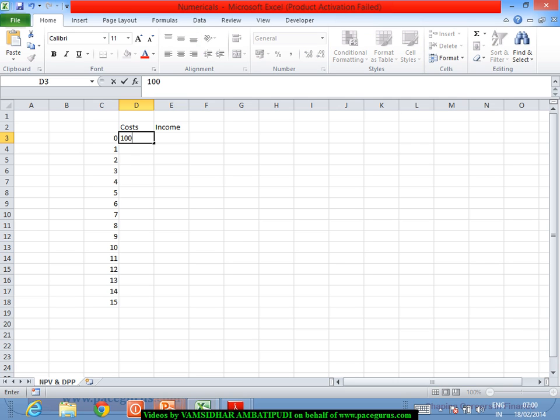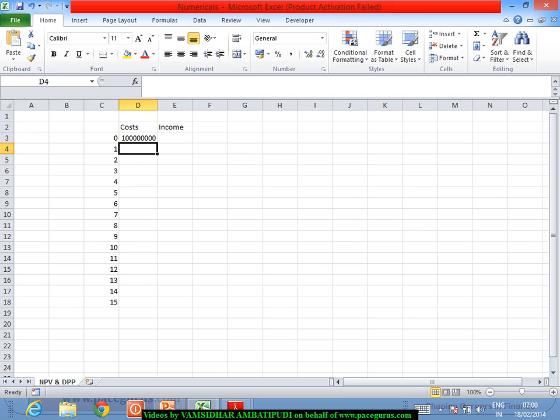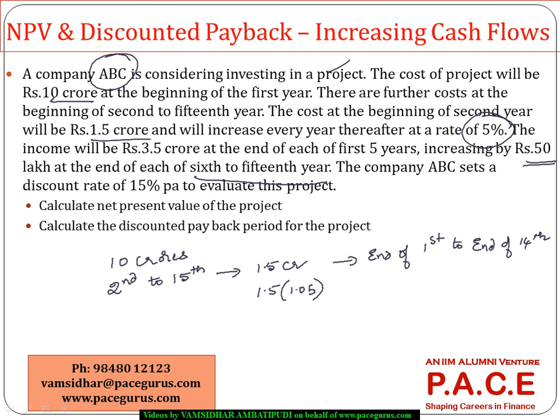Right now the cost is 10 lakhs or how much? 10 crores. Right now the cost is 10 crores. This is the cost, and at the end of each of the year, the cost at the beginning of the second year to beginning of the 15th year.